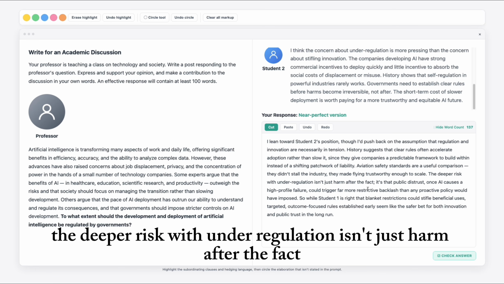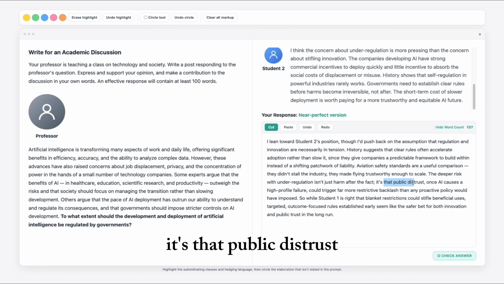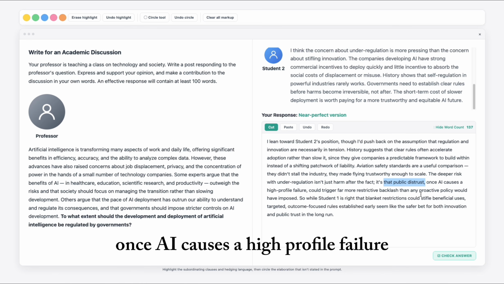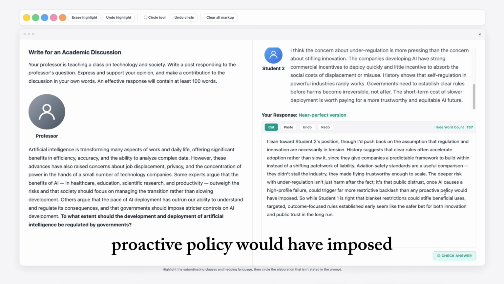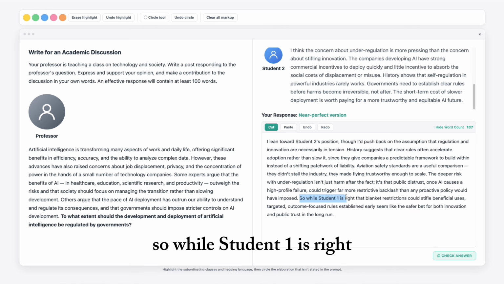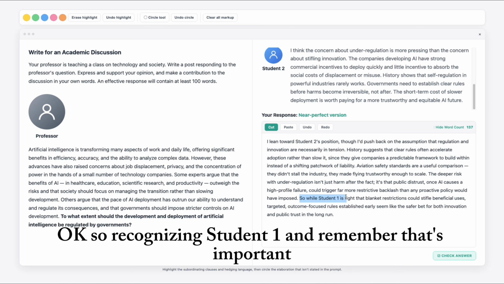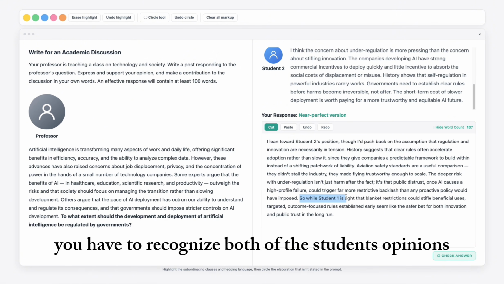The deeper risk with under-regulation isn't just harm after the fact. It's that public distrust, once AI causes a high-profile failure, could trigger far more restrictive backlash than any proactive policy would have imposed. So while student 1 is right, okay, so recognizing student 1, and remember that's important. You have to recognize both of the students' opinions.